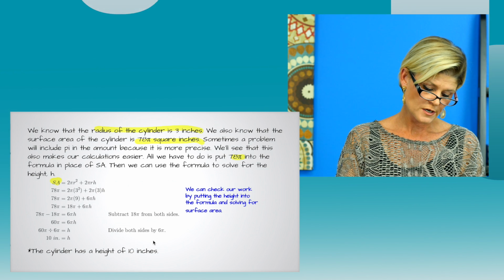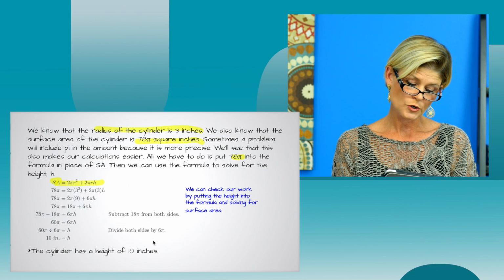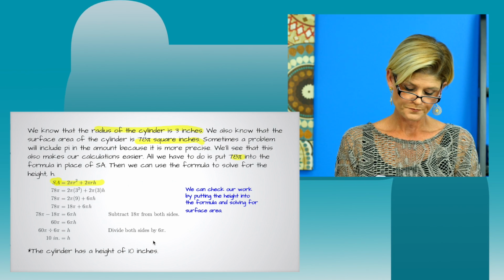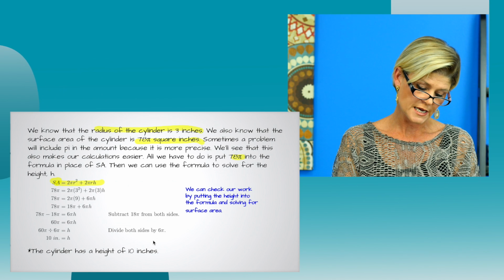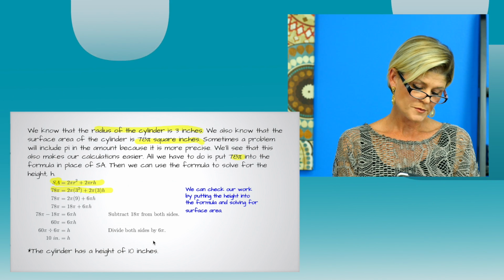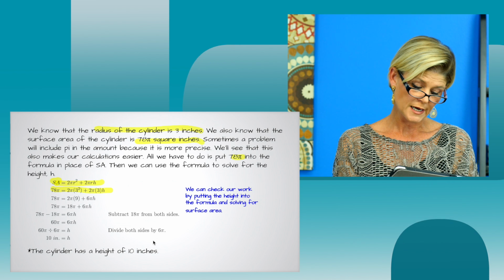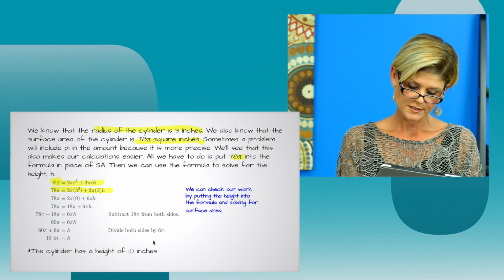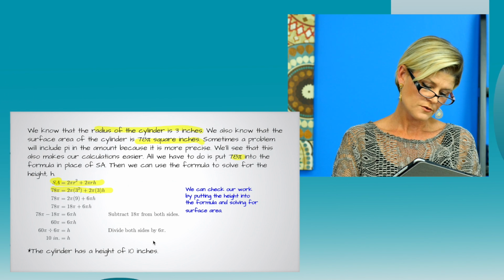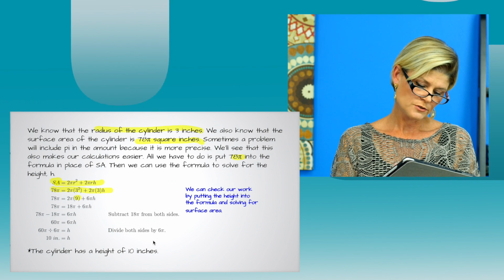So we have surface area equals 2 pi r squared plus 2 pi radius times height. I'm just going to plug our numbers in. This time we know the surface area being 78 pi. Plug in the rest of the numbers. We get 78 pi equals 2 pi times 3 squared plus 2 pi 3 times height. All right, 3 squared is 9. 2 times 3 is 6.